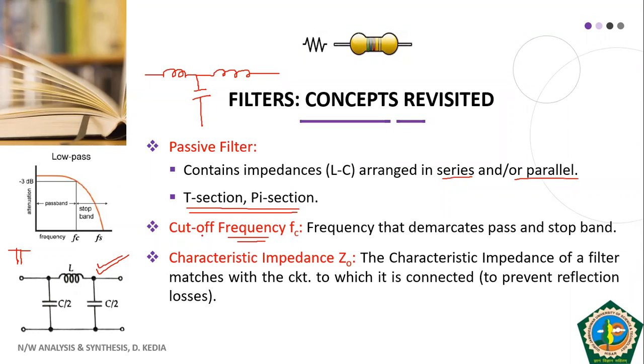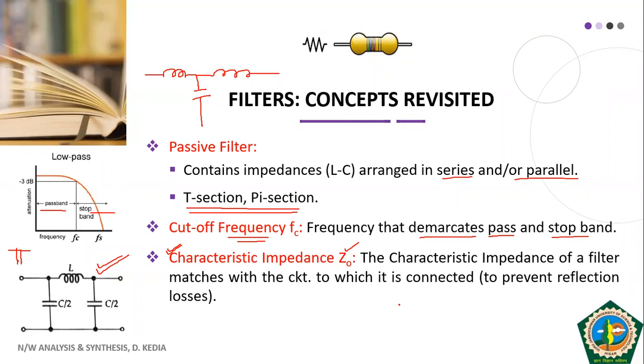So in every filter there will be a cutoff frequency. So cutoff frequency distinguishes your pass band and your stop band. Okay, so it demarcates your pass band and stop band. The meaning of pass band, stop band is already clear to you. Then another very important design parameter for a filter was characteristic impedance, that is your Z naught. I had explained about characteristic impedance in the previous class.